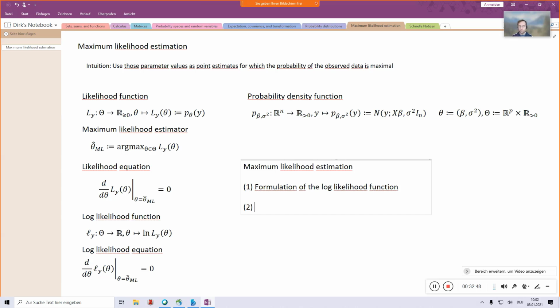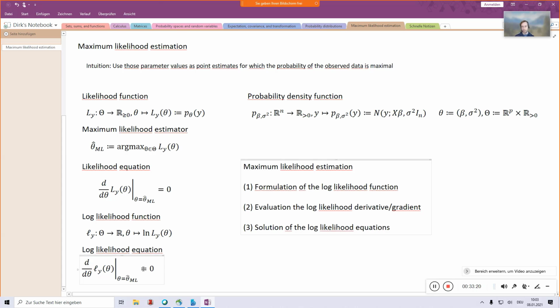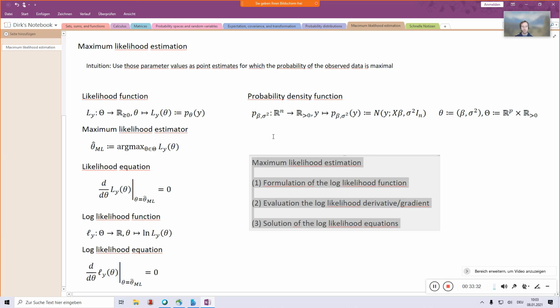Then we want to find a maximum, and we do this via the necessary condition for a maximum. So we evaluate the log likelihood function derivative, or gradient if we are dealing with a multivariate log likelihood function, which we will actually do when we look at the GLM. Then we find a solution of the log likelihood equations for the parameter of interest. So that's maximum likelihood in a nutshell.